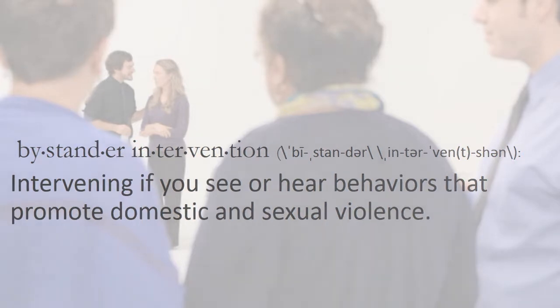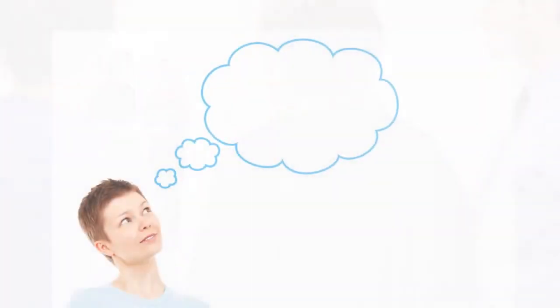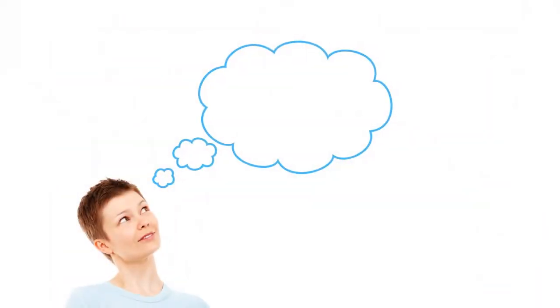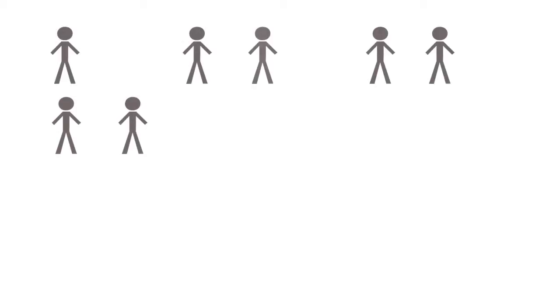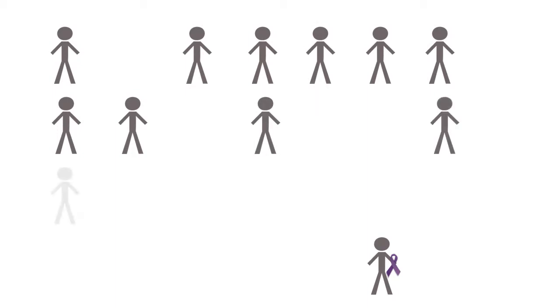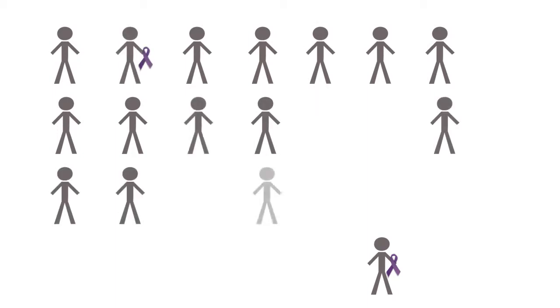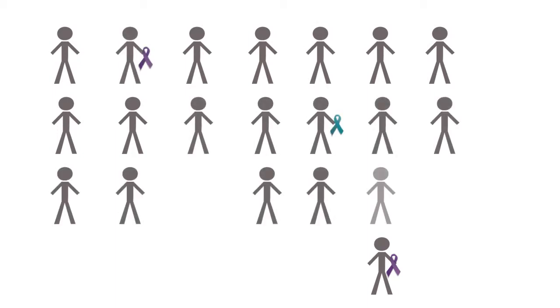You might be wondering, why does it matter that I learn how to intervene? Most people do not perpetrate domestic or sexual violence, and most people are not victimized by domestic or sexual violence. While this is true, it is likely you know or will know someone who is directly impacted by this issue.